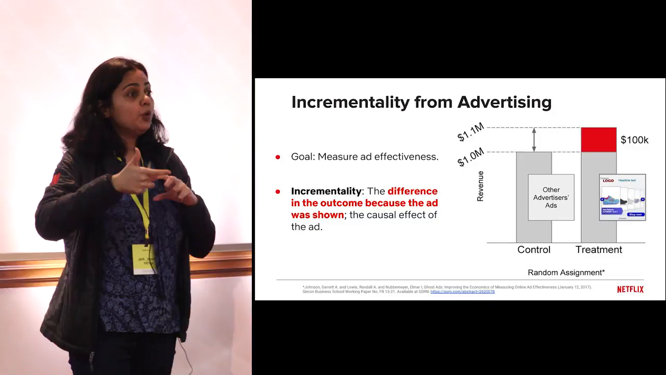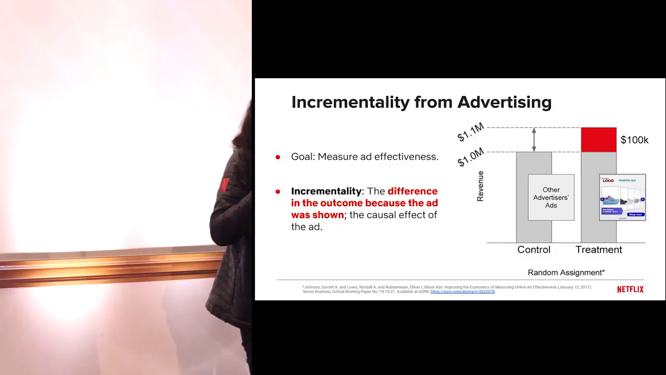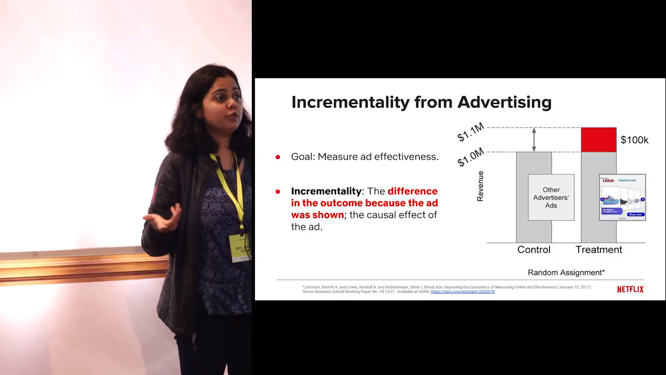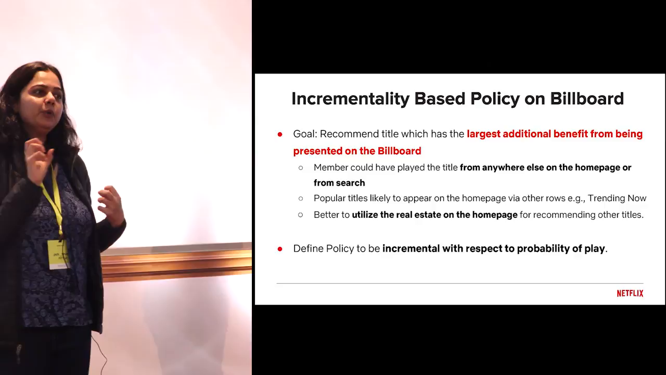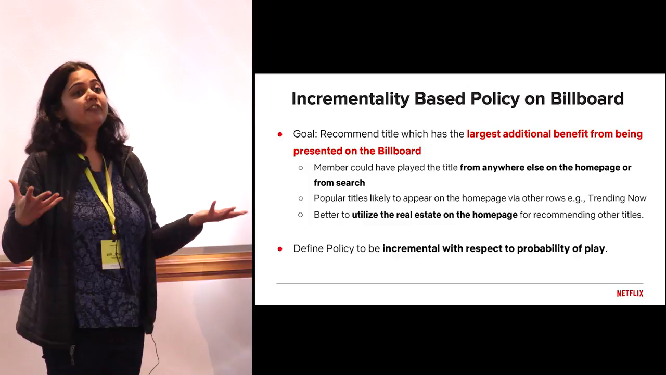So incrementality actually helps measure the difference in the outcome because the ad was shown and because the ad was not shown. So let's try to map this concept of incrementality into our case, which is the billboard case. If we want an incremental policy on the billboard, we want to show the title which has the largest additional benefit from being shown on the billboard.